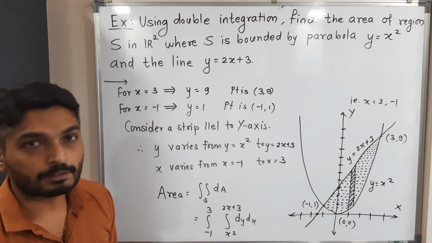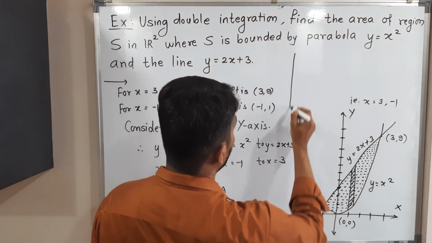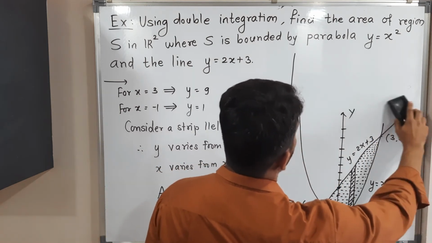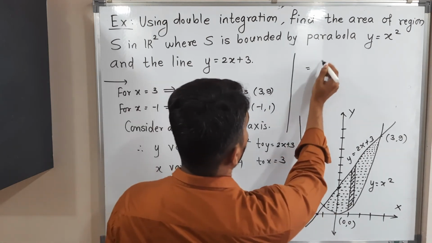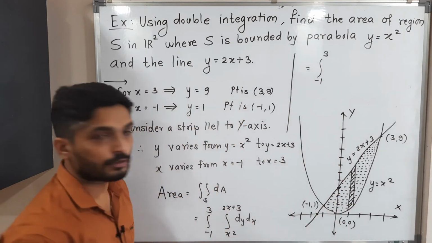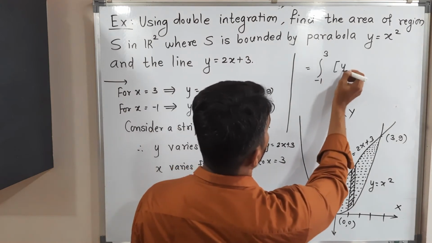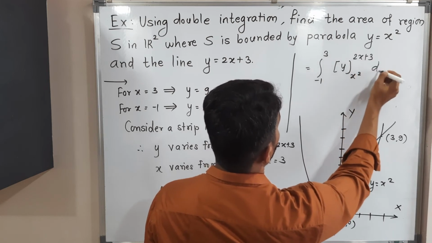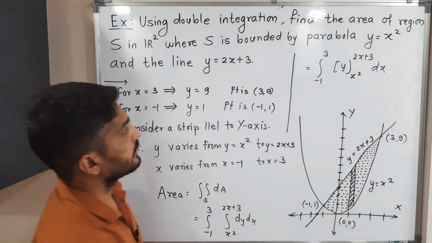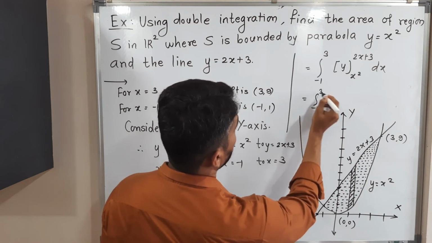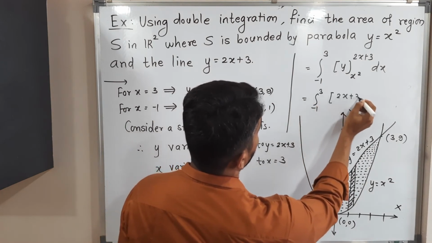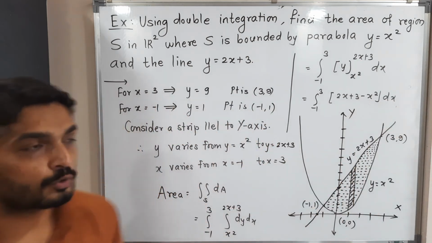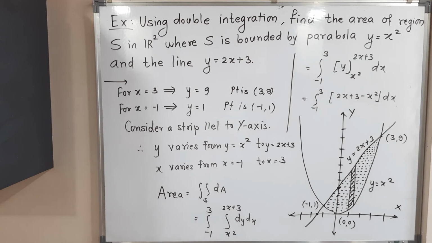First of all, we will integrate with respect to y. So this is equal to the integral from minus 1 to 3. Integration of dy is y, with limits x square to 2x plus 3, dx. So this is the integral from minus 1 to 3 of, putting the upper limit first, 2x plus 3, and then the lower limit, minus x square, dx. There is no more space to write. Make a screenshot of it, then we will go further.